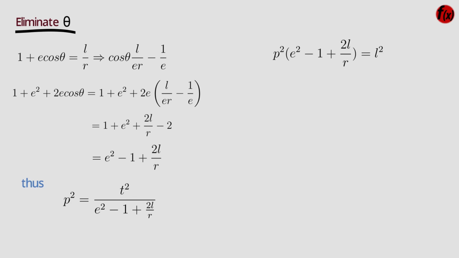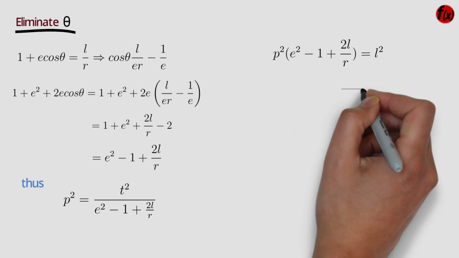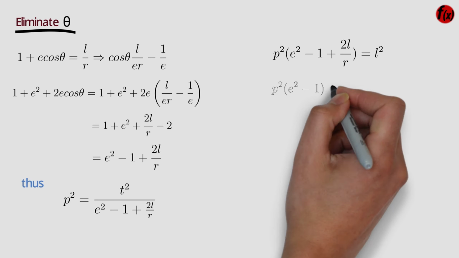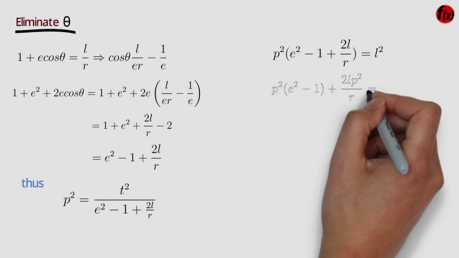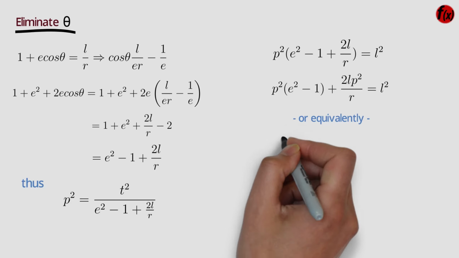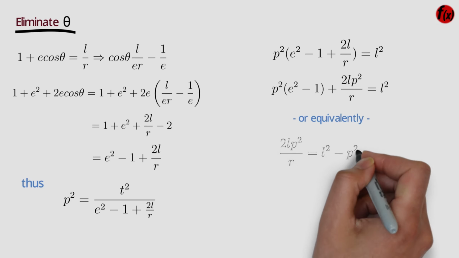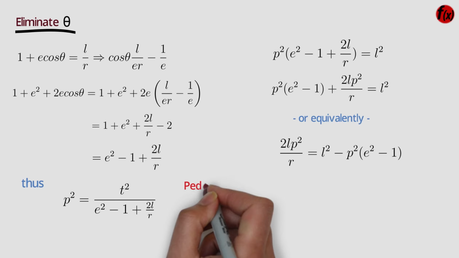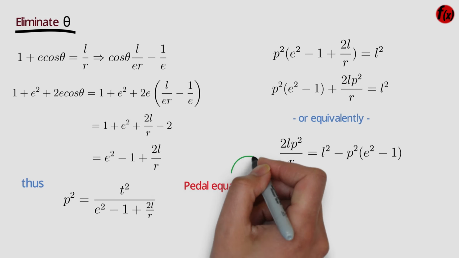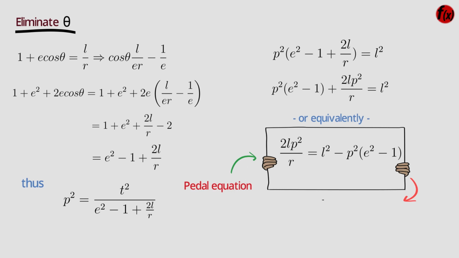Finally, solving for the relation between p and r. This is the pedal equation of the curve L over R equals 1 plus e cos theta.